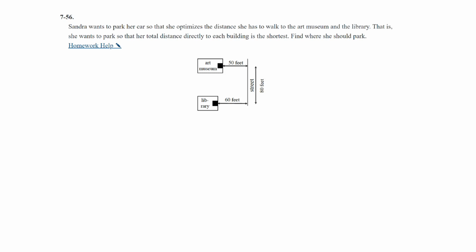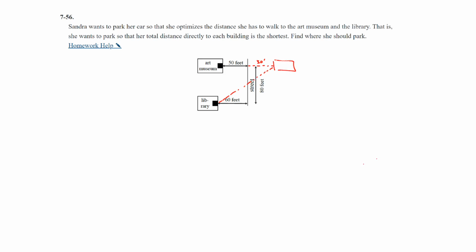Question 56. Sandra wants to park her car so that she optimizes the distance she has to walk to the art museum and the library. That is, she wants to park so that her total distance directly to each building is the shortest. Find where she should park. So we can use our optimization technique in our straight line, and we'll reflect the art museum to the other side to make that 50 feet. And then we can create a straight line to the library.